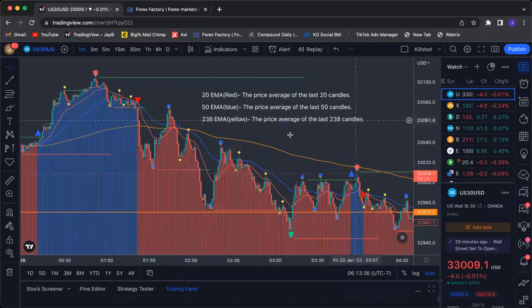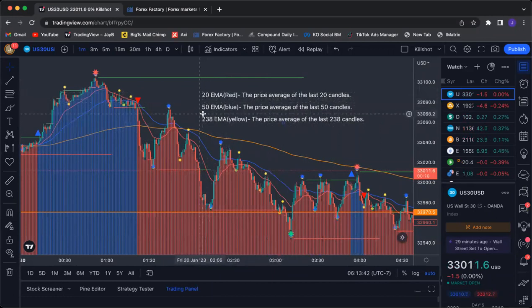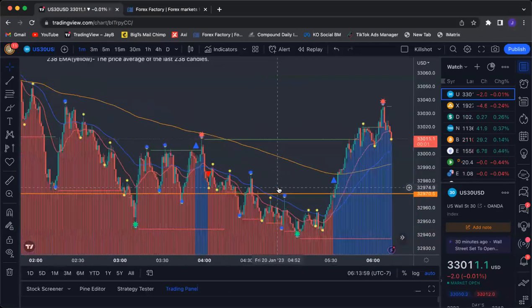Now the 238, you're like, hey, that's a weird number. Where did the 238 come from? Why do we have a nice round number like 20 and a nice round number like 50, and then you're throwing a weird thing like 238 out at us? Now, what the 238 actually is, this yellow is actually the 5-minute, or the 50 on the 5. So let me go and show you.